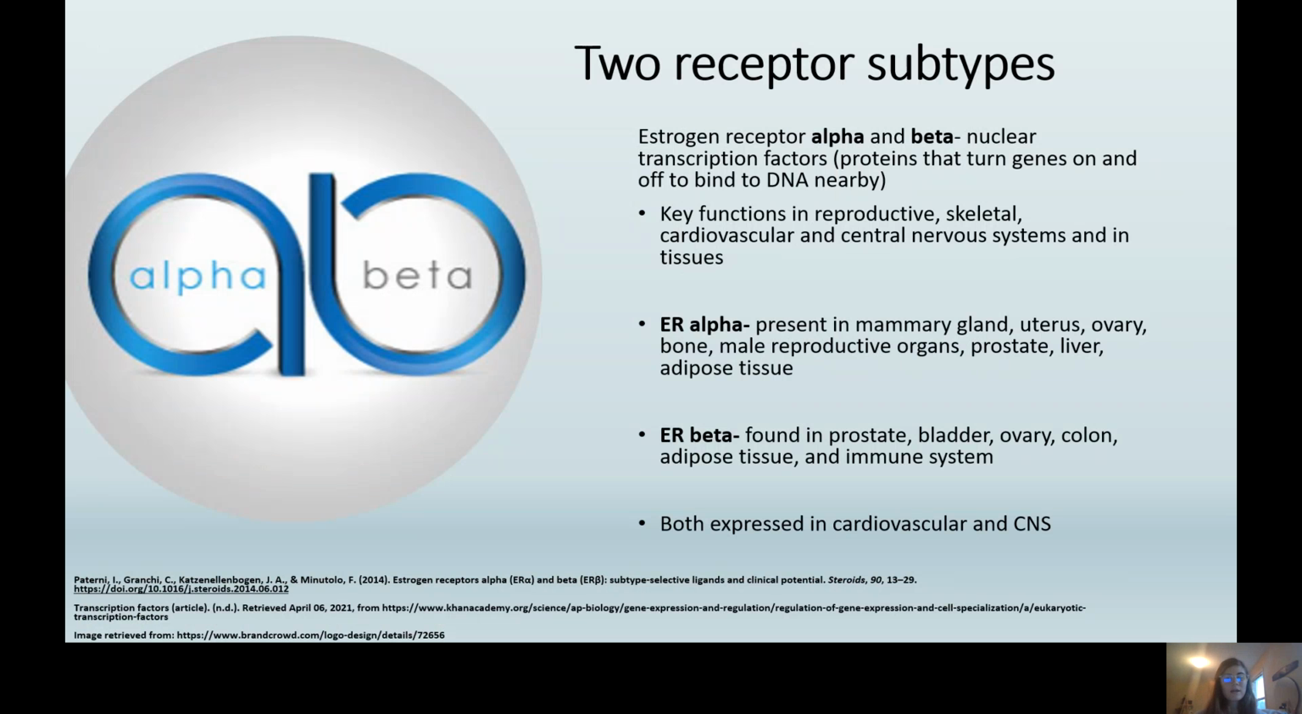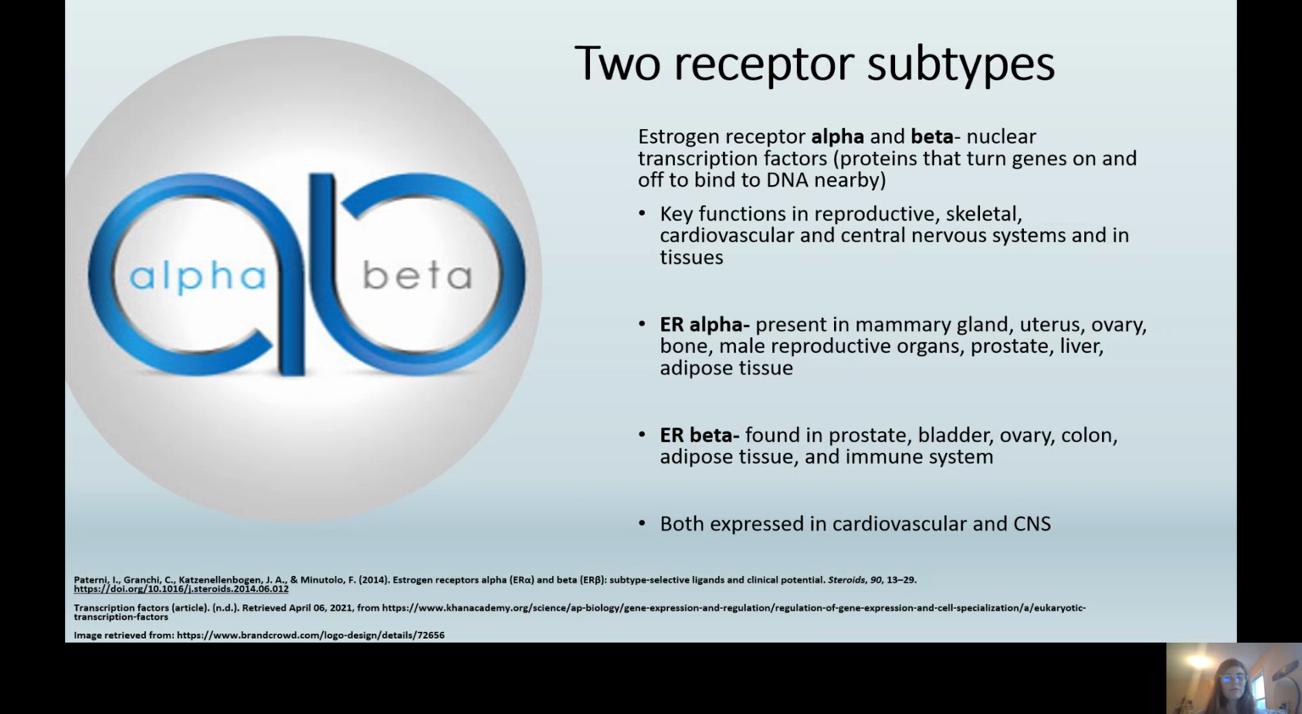So these are the subtypes, estrogen receptor alpha and beta. They're both nuclear transcription factors, proteins that turn genes on and off by binding to nearby DNA. Some of the key functions, which are many, are in the reproductive system, the skeletal system, cardiovascular and central nervous systems, and in tissues.